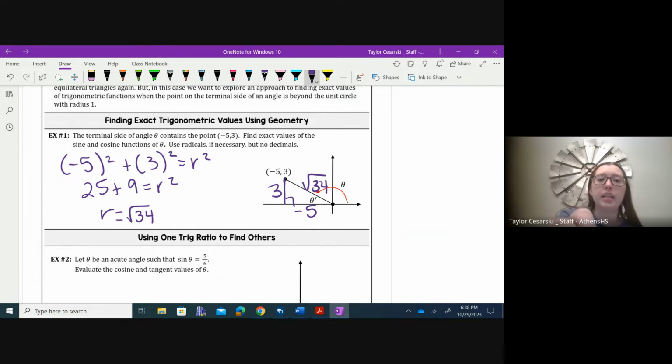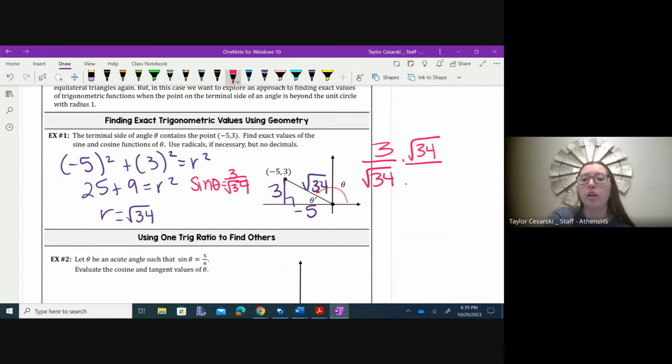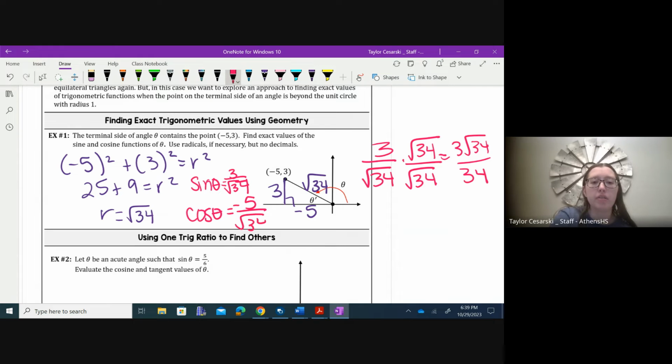All right, so then I want sine and cosine. So sine of theta is opposite over hypotenuse. So that is 3 over square root of 34. It doesn't tell me right here that I need to rationalize, so I'm just going to leave it like that. Let's just talk about, though, if I did need to rationalize this, what I would do is multiply by the square root of 34 on the top and the bottom, and that would get me 3 square root of 34 over 34, and that would be rationalized. It doesn't tell me that in this case, so I'm not going to do that on each one. And then cosine would be -5 over square root of 34. Okay, so just knowing adjacent over hypotenuse, opposite over hypotenuse.